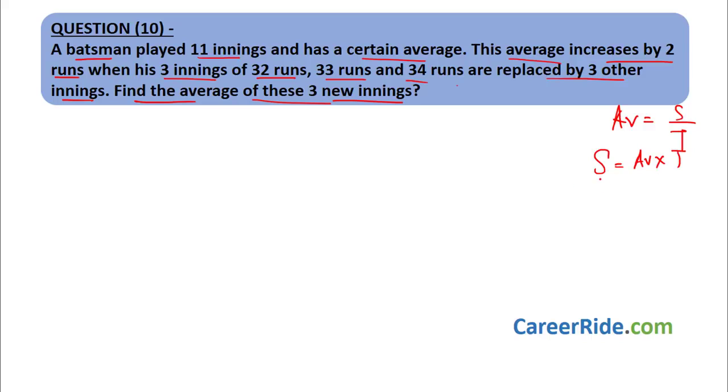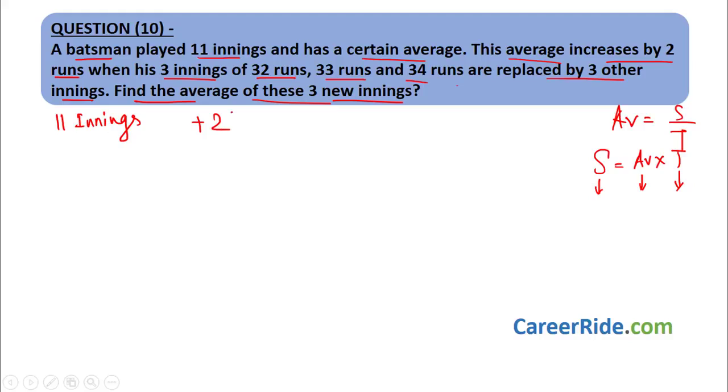So the sum of runs scored in all the innings is nothing but the average number of runs in one inning into the total number of innings, right? The batsman played 11 innings. In these 11 innings he has some average. If 3 of his innings are replaced by 3 new innings, the average increases by how much? It increases by 2 runs.